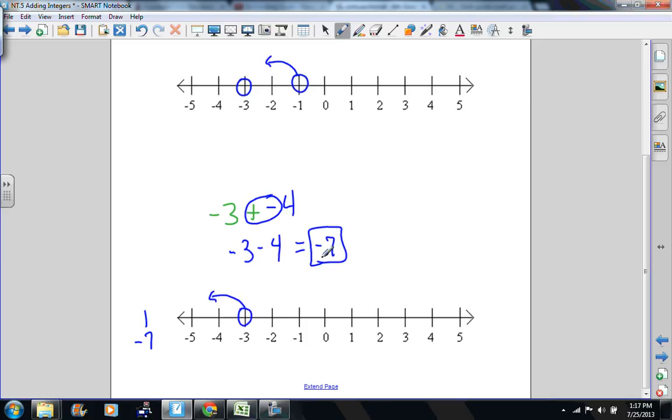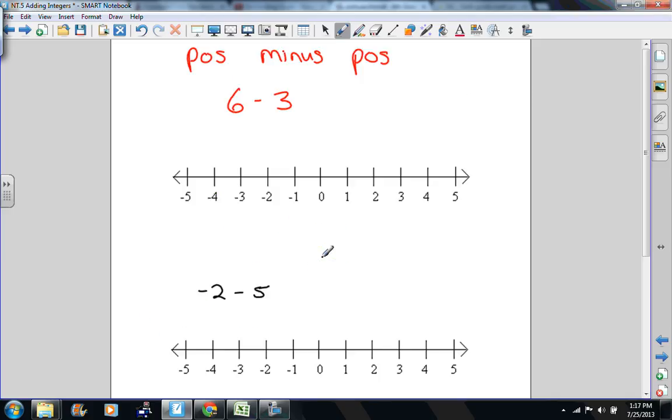All right. So these are really similar to what we just did. So if we have a positive minus a positive, I want you to try these two on your own and see what you get. So for the first one, 6 minus 3 should have been easy. I just wanted you to be able to visualize. You start here, you move this way, and you end at 3. For this one here on the bottom, we're going to start at -2, and we're going to move to the left 5. 1, 2, 3, 4, 5, and we end at -7, which is a popular answer right now.